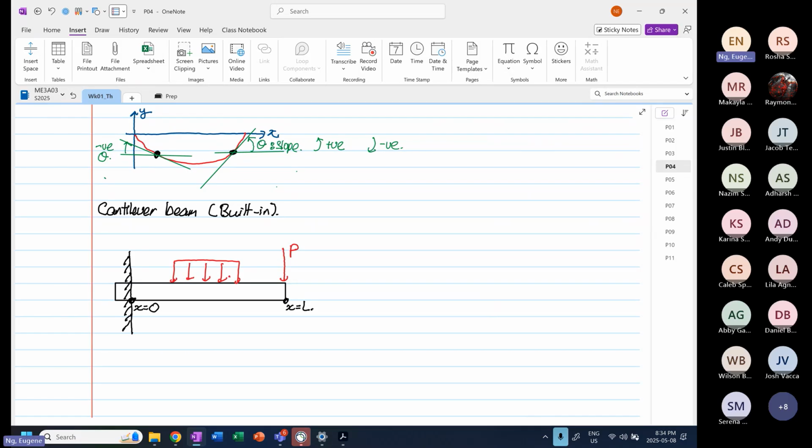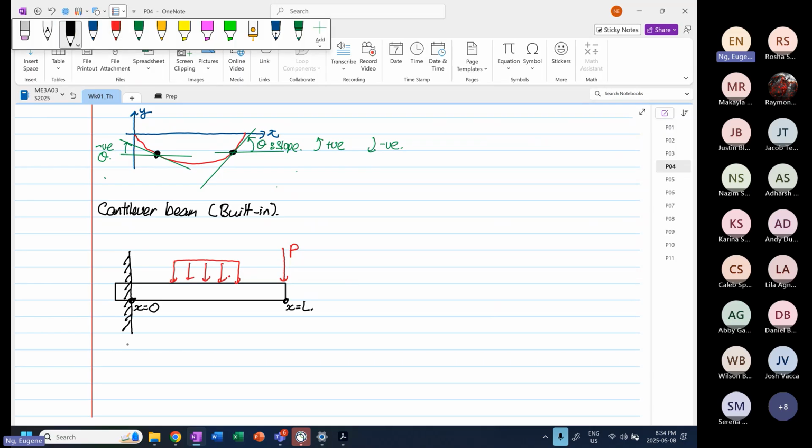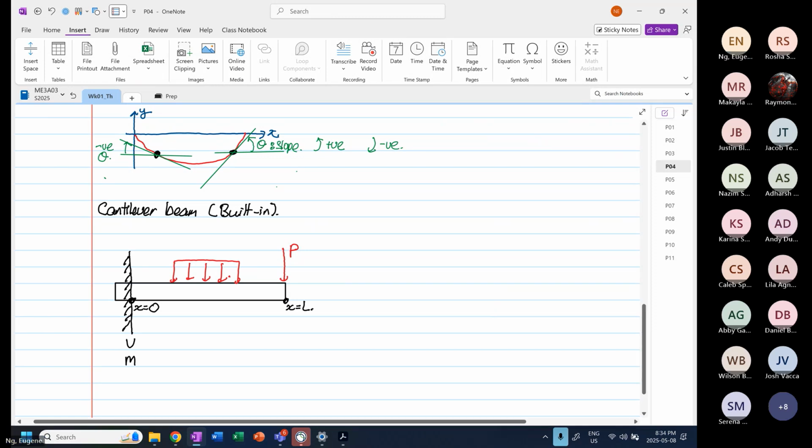So again, we will write down our boundary conditions. We will have V, M, theta, Y at each end. Now, these boundary conditions are important, okay? Don't memorize them. More important is the ability to visualize them, okay?